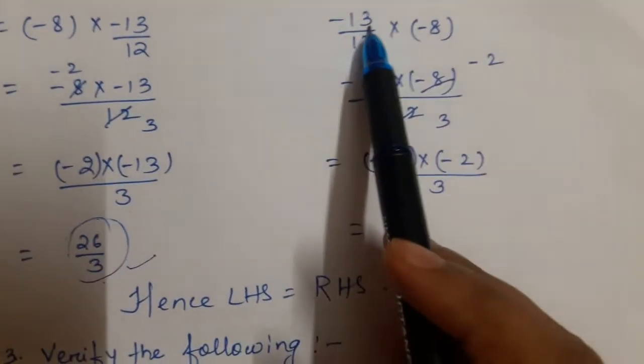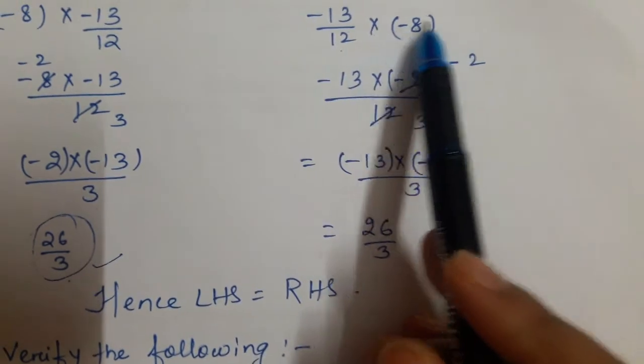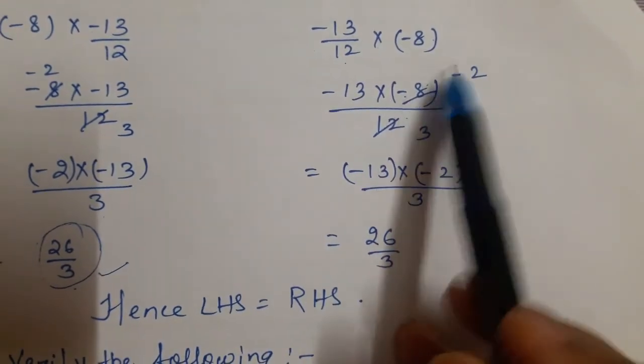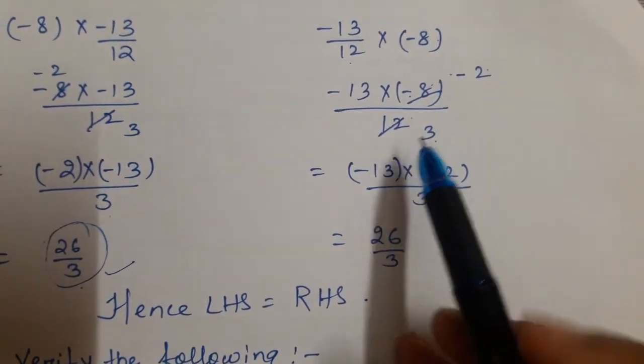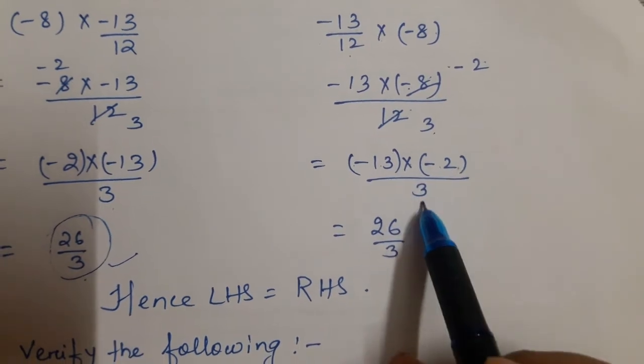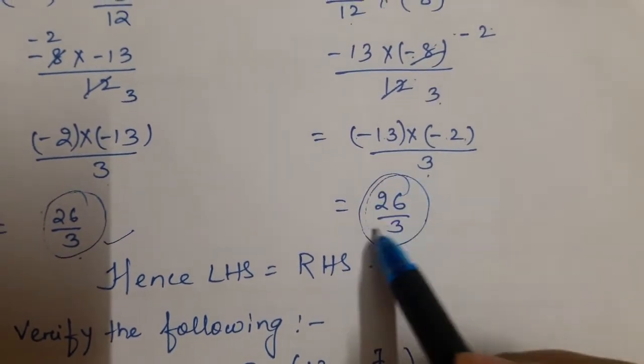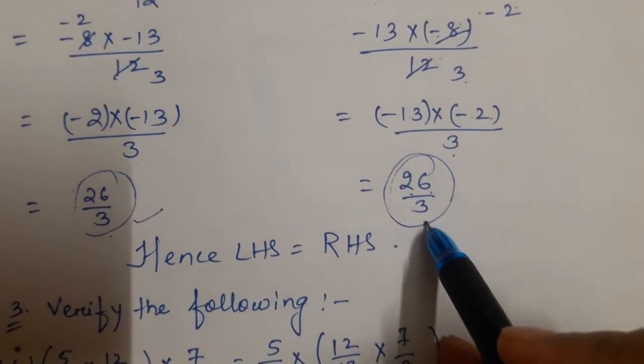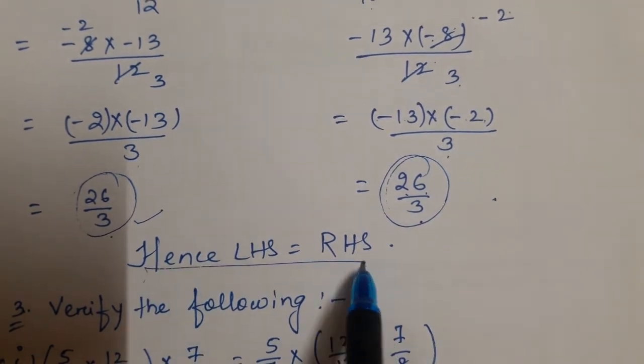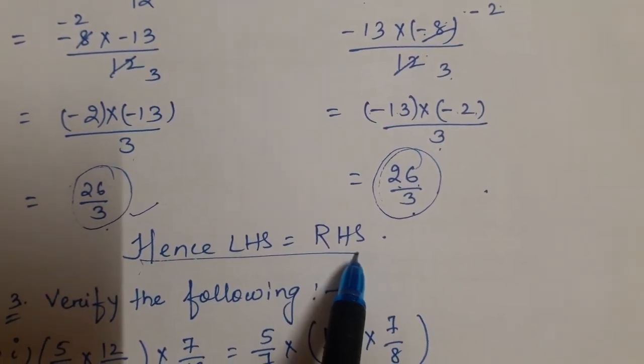Now we'll solve the RHS part, that is minus 13 by 12 into minus 8. Again we'll cut this by 4, that is here again minus 2 and 3. Minus 13 into minus 2 by 3 will again give us the result as 26 by 3 in the RHS part. Hence we can say that LHS equals RHS.